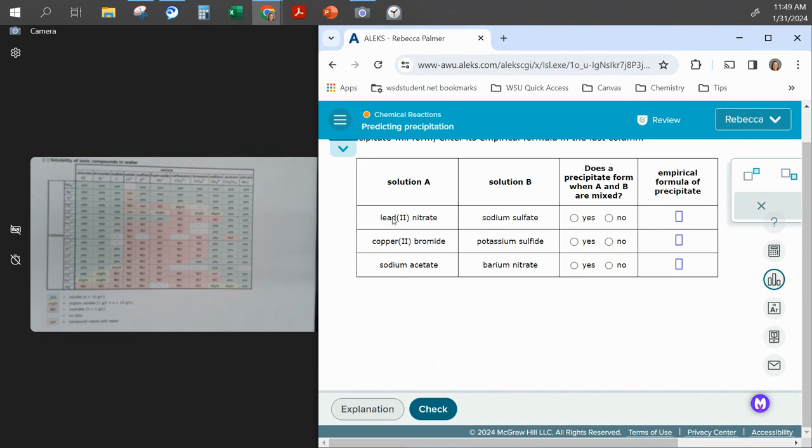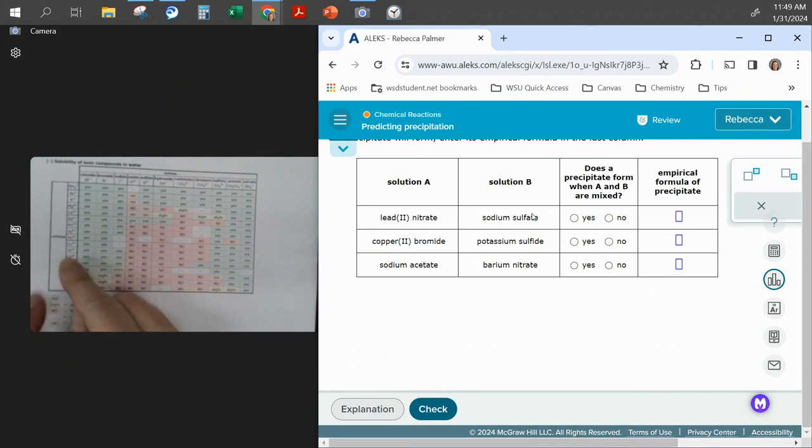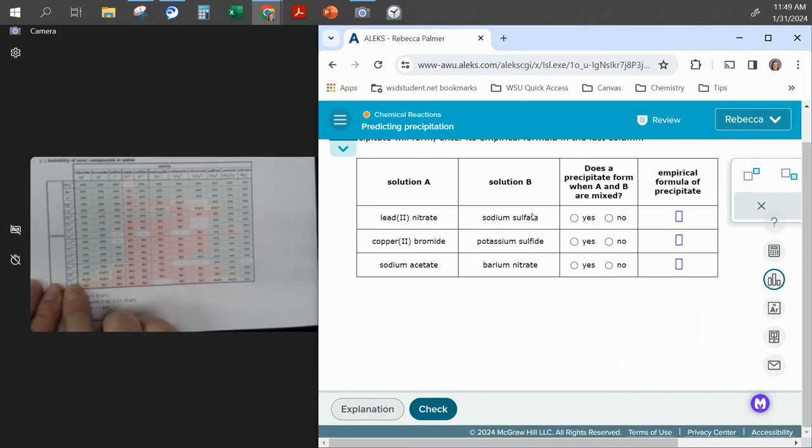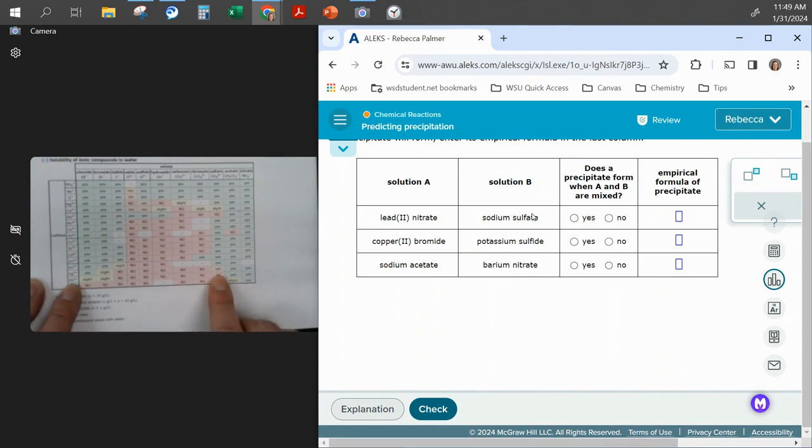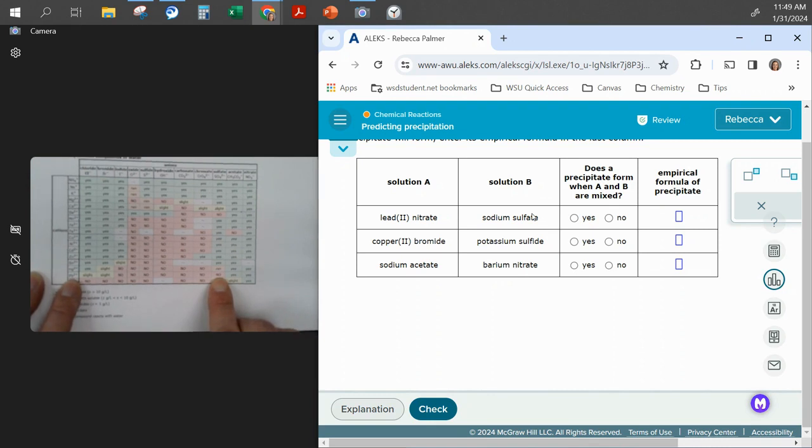Okay, so I'm looking at lead sulfate first. The metal and the anion are just trading. So lead is Pb, and sulfate is way over here. So that says no, that's not soluble. So it will precipitate. Yes, a precipitate forms. So it's inverse. If it says no, I'm going to push yes.